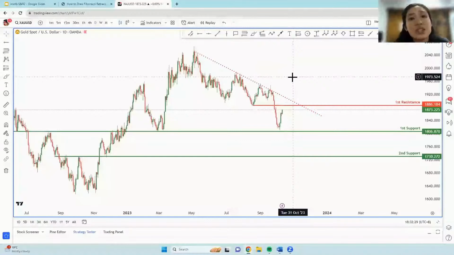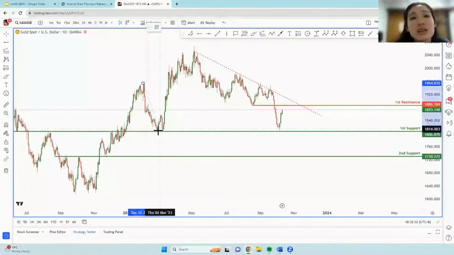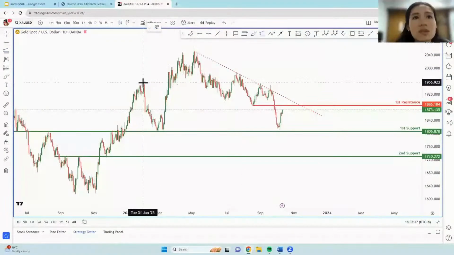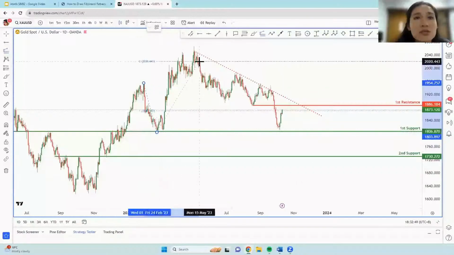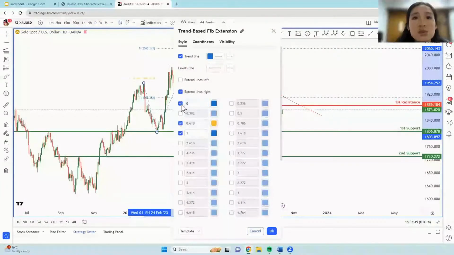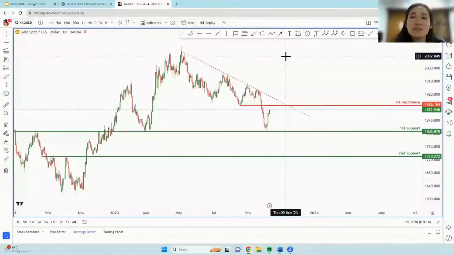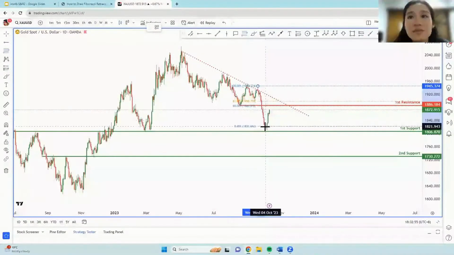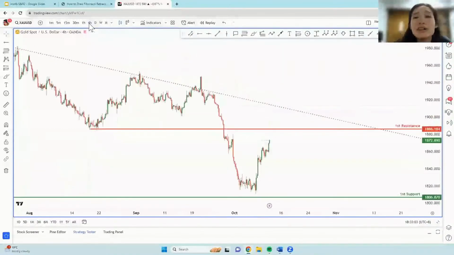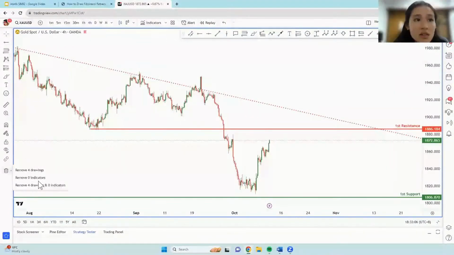Now that I have my levels, I'm gonna go ahead and add some Fibonacci levels to support my support and resistance levels. Oh wait, this is the daily time frame. Okay, I'm gonna analyze it on either the 1 or 4 hour time frame instead.